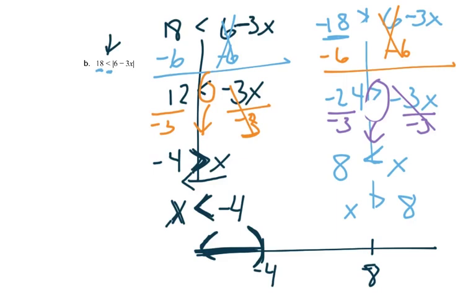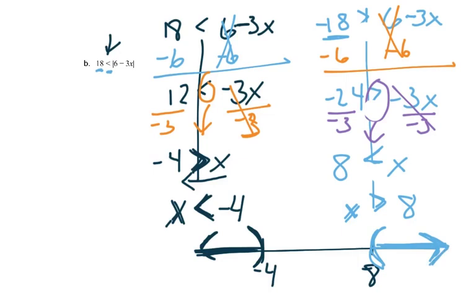So when we do this piece on the right hand side, this says x is bigger than 8. So bigger than 8 would go this direction. Again, there's no line underneath. There shouldn't be a line underneath. So we have a parenthesis here and it goes on forever this way.